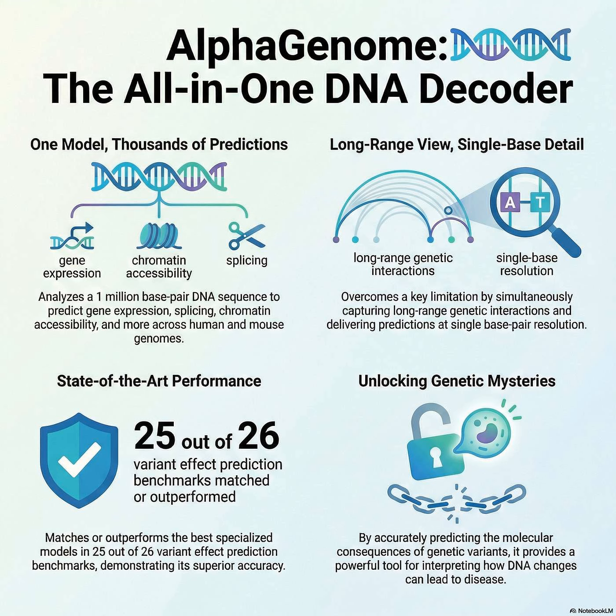Right, but that trade-off might finally be over. And that's what we're digging into today. The new paper from Google DeepMind on AlphaGenome. Our mission is to understand how this model finally cracks that code without the sacrifice.